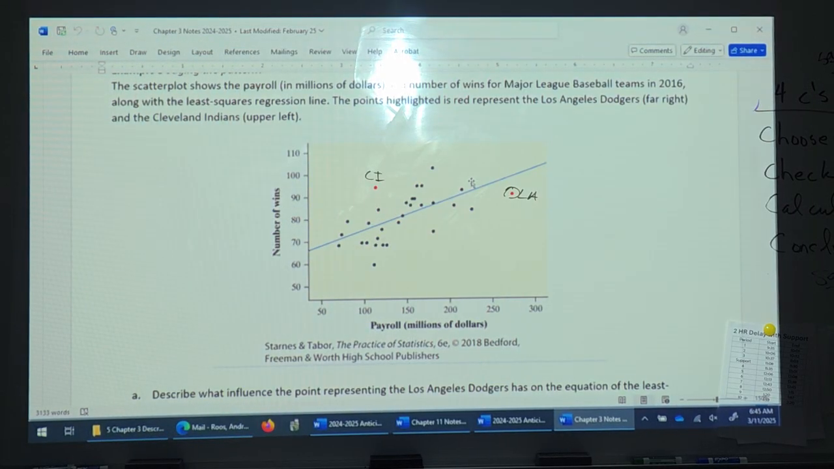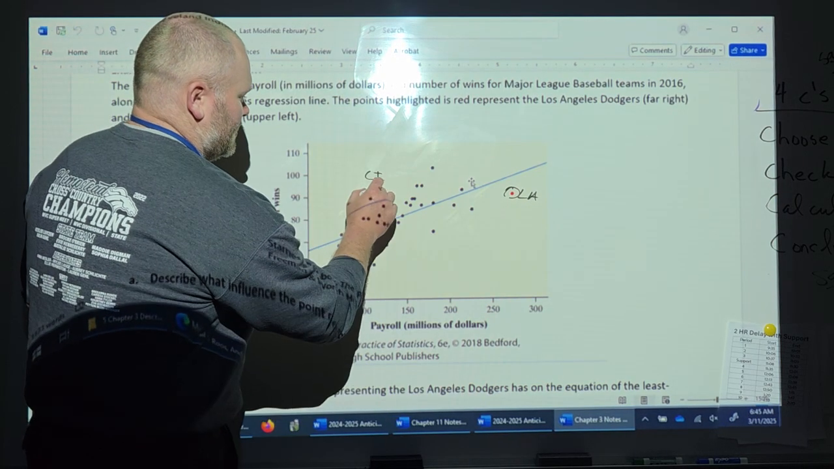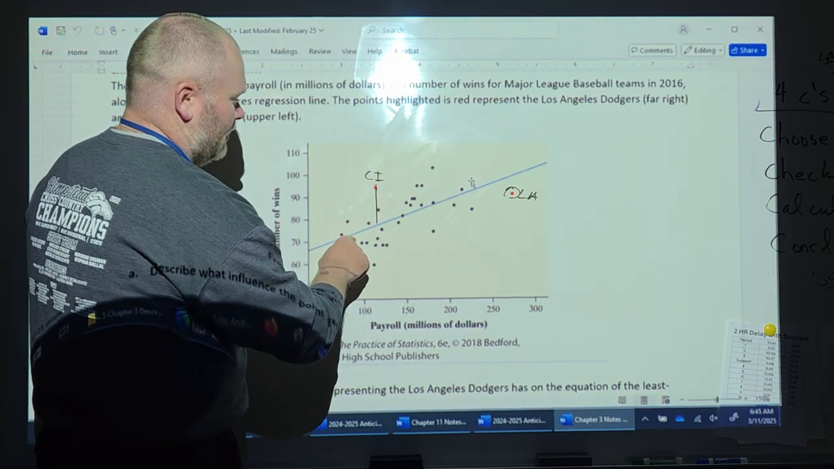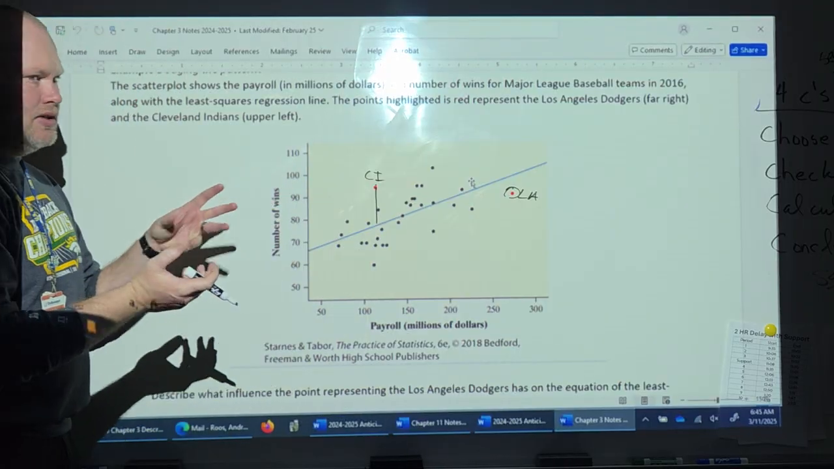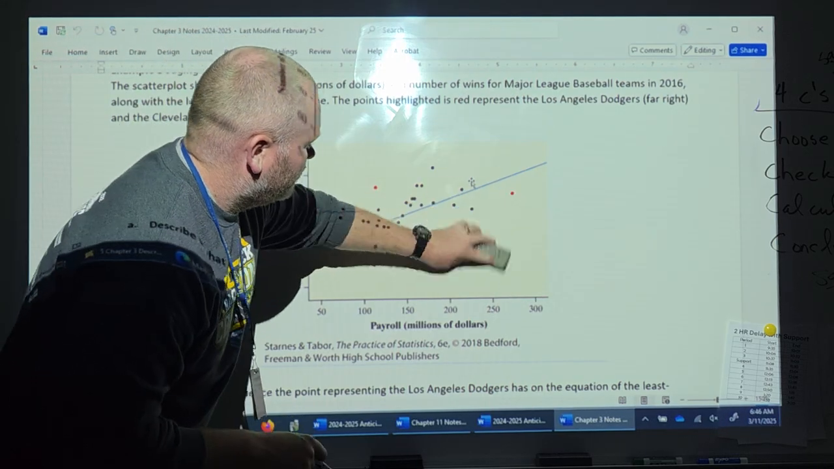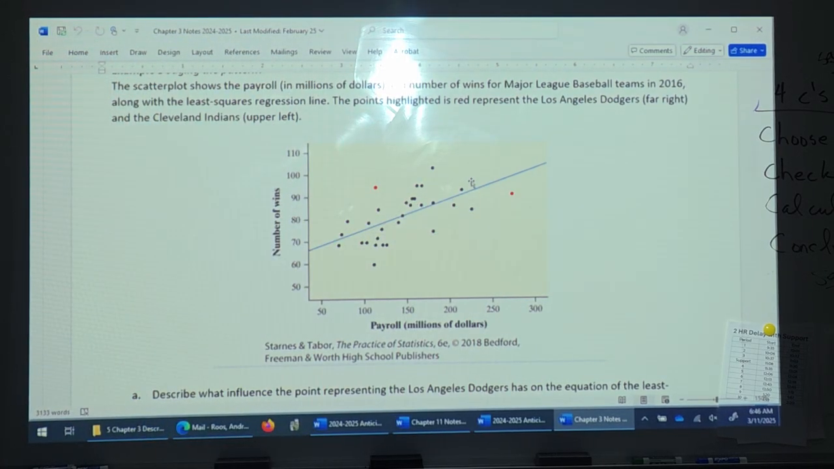Okay, part B, last question. Describe what influence the point representing the Cleveland Indians has on the standard deviation of residuals and the coefficient of determination. Well, because this point is so far from this regression line, it's increasing the standard deviation of the residuals, which in turn would decrease the value of r squared. Okay. All right, that should be it.